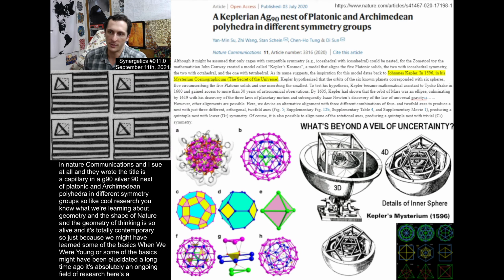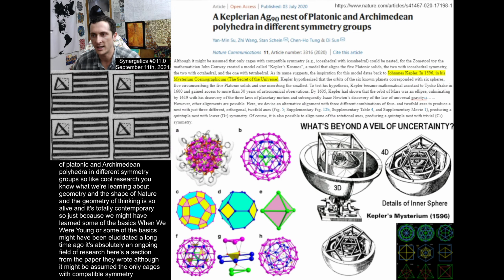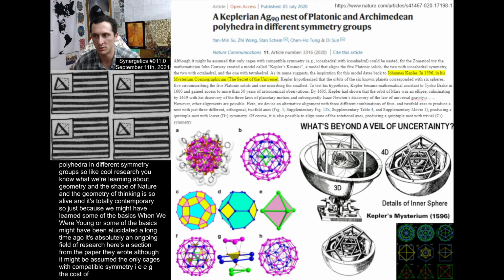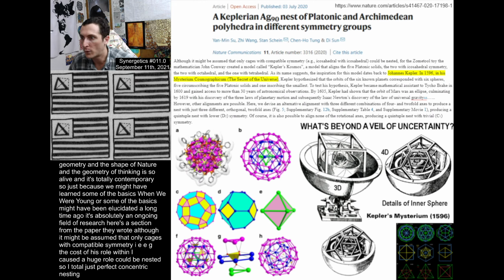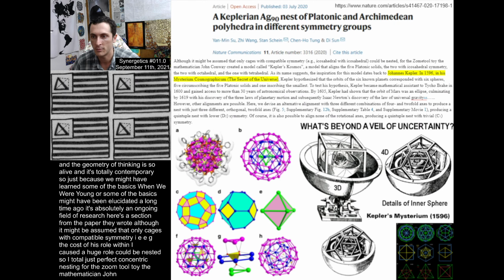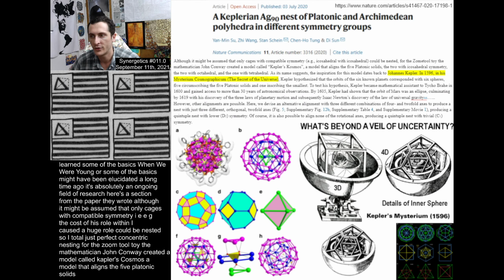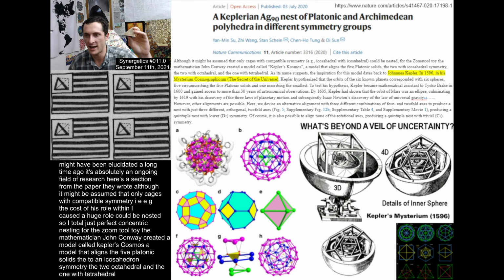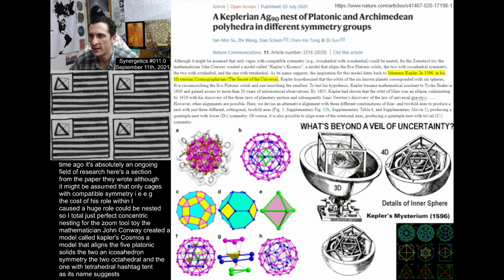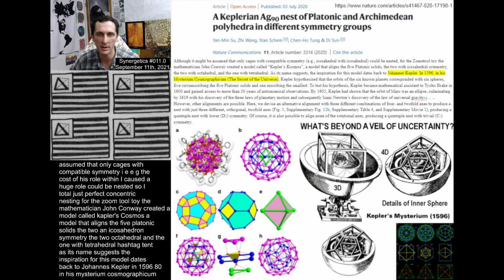Here's a section from the paper. They wrote, although it might be assumed that only cages with compatible symmetry, e.g., icosahedral within icosahedral, could be nested, so like total, just perfect concentric nesting. For the Zome toy, the mathematician John Conway created a model called Kepler's Cosmos, a model that aligns the 5 Platonic solids, the 2 with icosahedral symmetry, the 2 with octahedral, and the 1 with tetrahedral, #tet. As its name suggests, the inspiration for this model dates back to Johannes Kepler in 1596 AD in his Mysterium Cosmographicum, The Secret of the Universe.